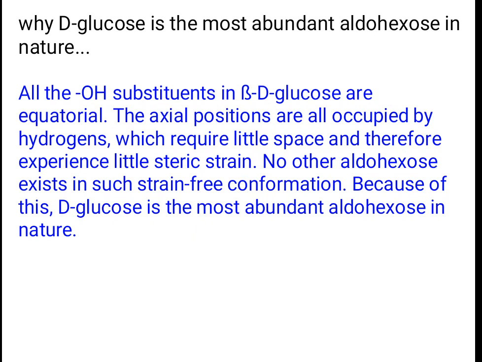Now the question may arise: why is D-glucose the most abundant aldohexose in nature? Because all the OH substituents in beta-D-glucose are equatorial. The axial positions are all occupied by hydrogens, which require little space and therefore experience little steric strain. No other aldohexose exists in such a strain-free conformation. Because of this, D-glucose is the most abundant aldohexose in nature.